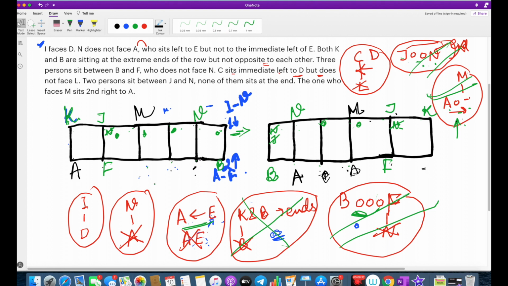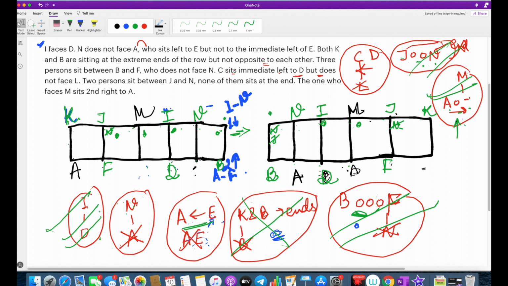Let's consider this condition, I and D. I is opposite to D. So you cannot place I here because opposite is B. So there is only one place left for I, that is this one, and opposite will be D. This is D. So this condition is also done.